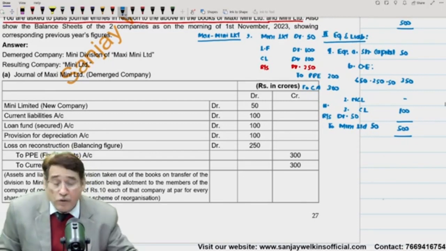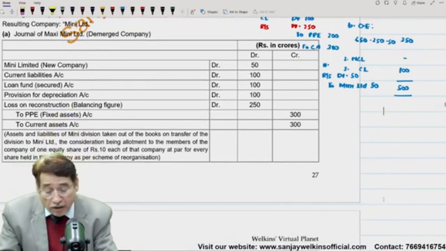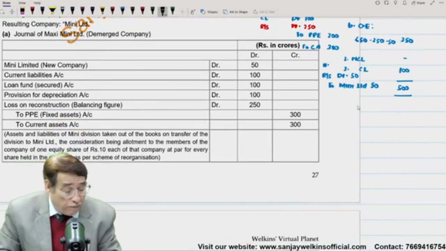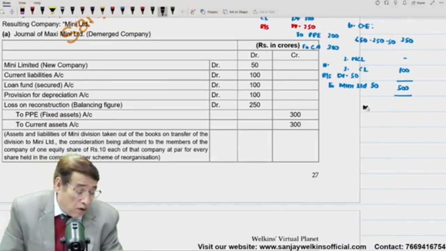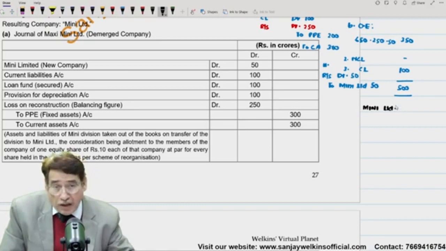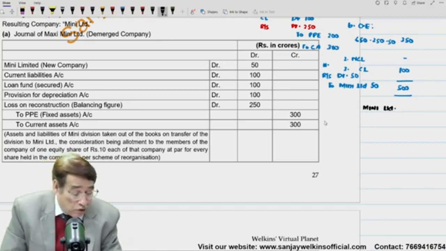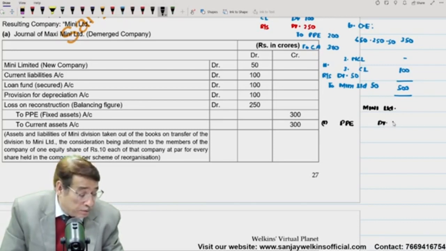Now you have to prepare the journal entry of Mini Limited. As far as Mini Limited is concerned, because it is taking over assets, it is going to record property, plant and equipment of Mini Division. It has taken over 200. Current assets also it took over, worth 300.